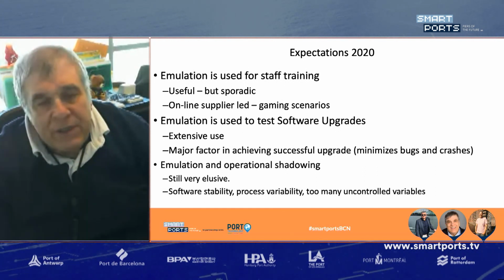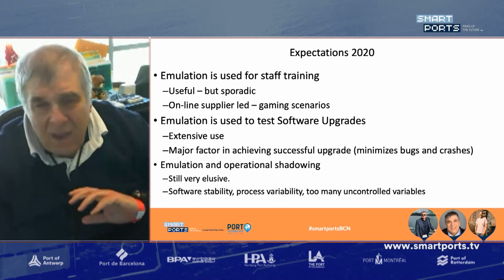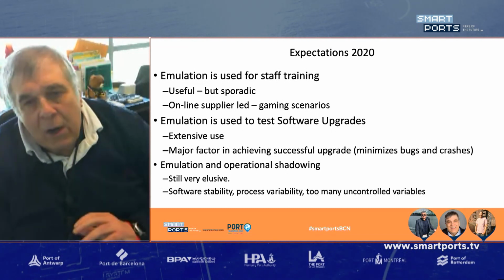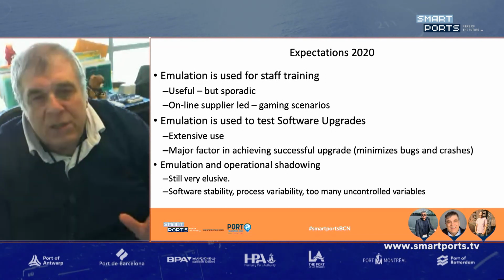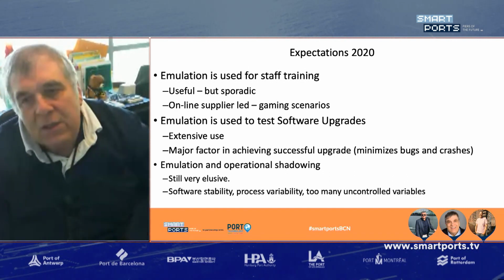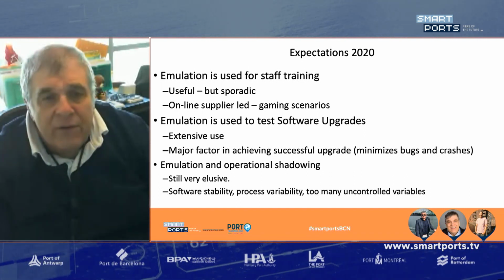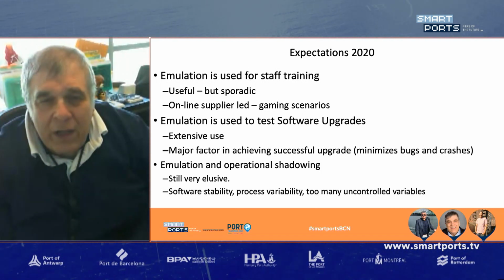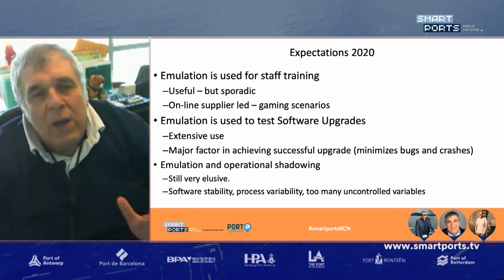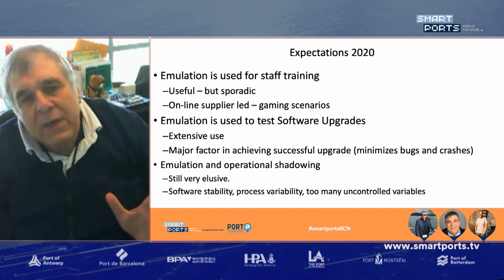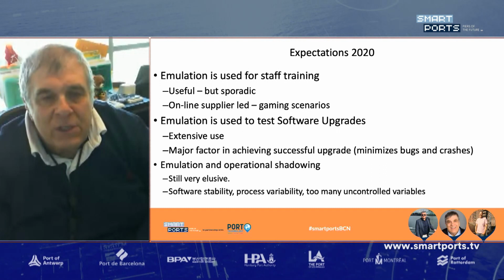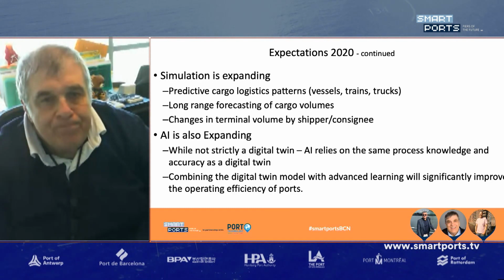We still use it for testing software upgrades. Extensive use. We're able to achieve major software upgrades with minimized bugs, no crashes, things are very smooth. And that's because of the twinning that we're using to test everything. Emulation and operational shadowing, still very elusive, but we're getting to a point now where the software is becoming more stable, and we're actually back into looking at this as we speak. Next slide.